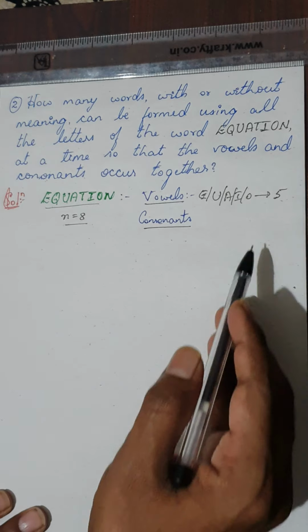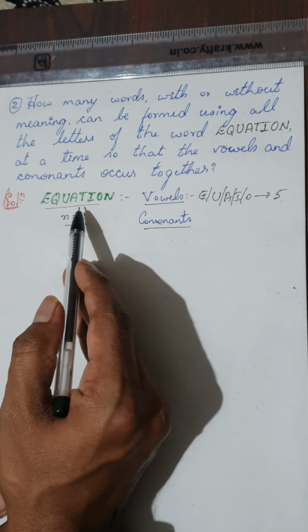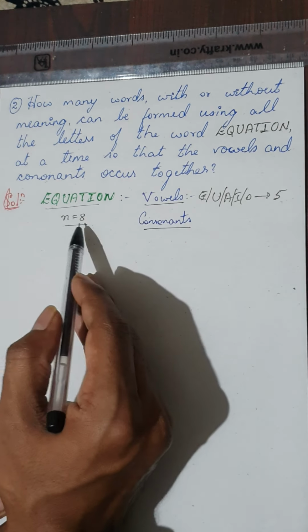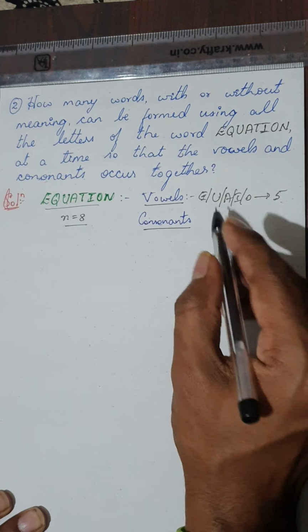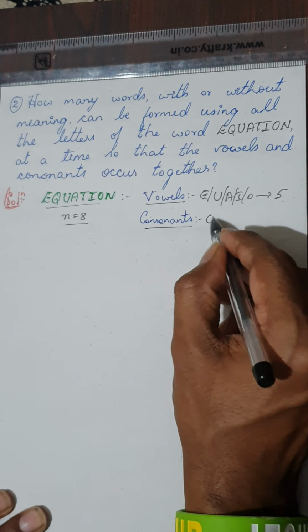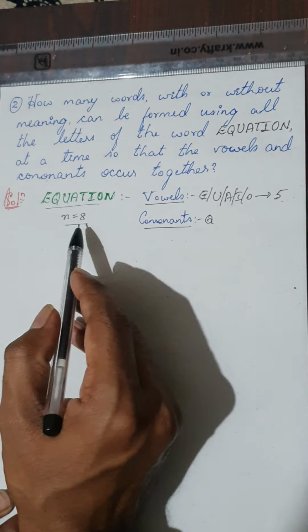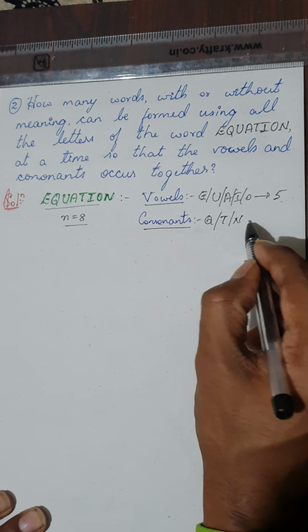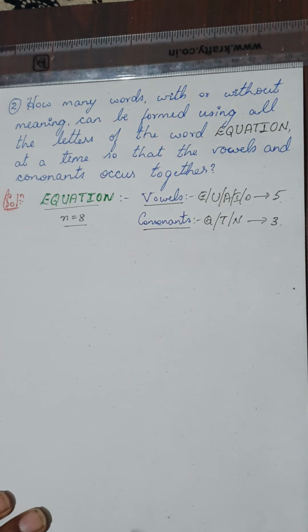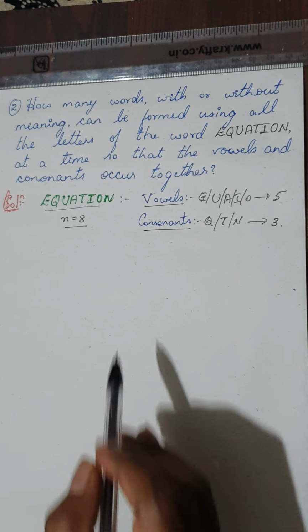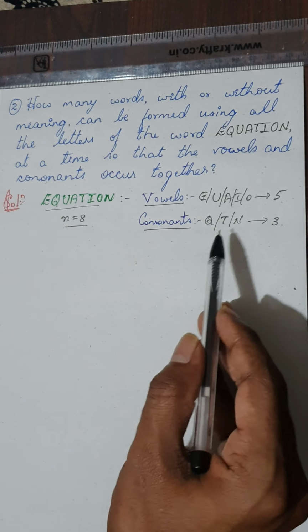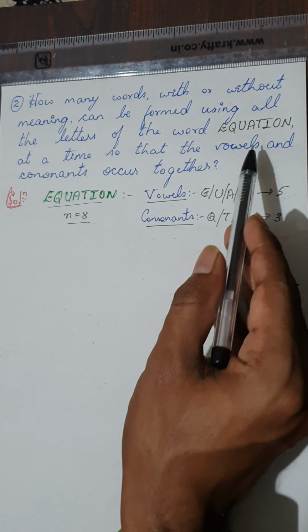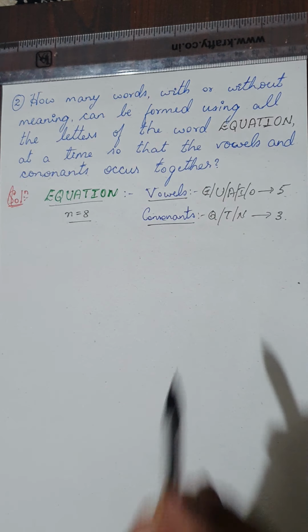English alphabet has 5 vowels, and all of them are in the word EQUATION. So out of 8, if 5 are vowels, the remaining 3 would be consonants. Which are they? Q, T and N. There are 3 consonants. Now the question is, you have to frame the letters of the word EQUATION in such a way that the vowels and consonants occur together.